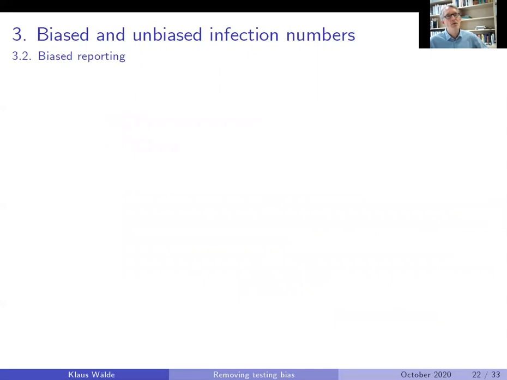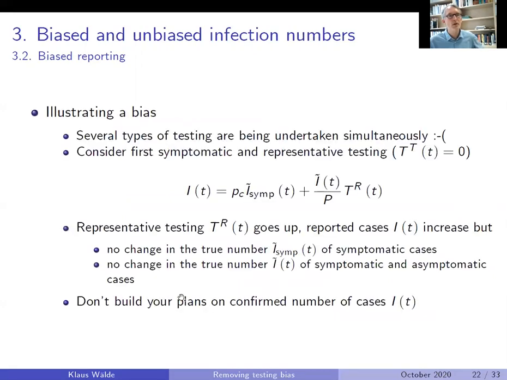Now, let's come to the more realistic cases, and this is what is going on in practice in the real world. Let's talk about biased reporting. Let me first illustrate the bias with the example of representative testing, and then I give you a quantitative example, a numerical example with the testing of travelers. So why do we have a bias? Because several types of testing are being undertaken simultaneously.